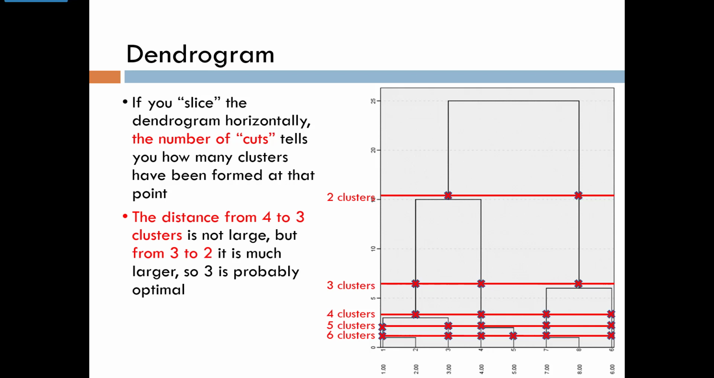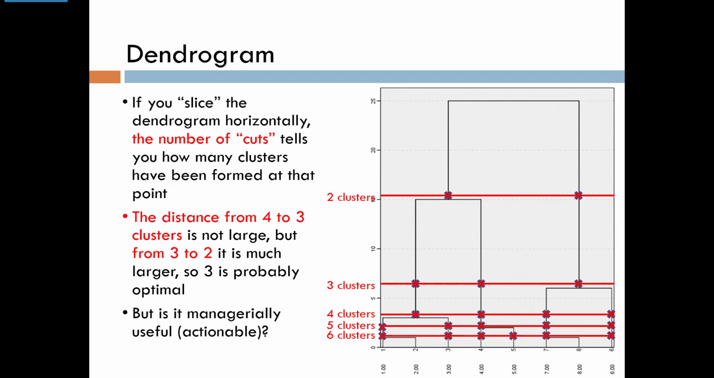Remember that the vertical axis measures dissimilarity. You can see that the distance, that is, increase in dissimilarity from 4 to 3 clusters is not large, but the distance in going from 3 to 2 is much larger. So 3 is probably the optimal number of clusters. If you recall, this was the same intuition we had earlier when we were looking at the clustering process.